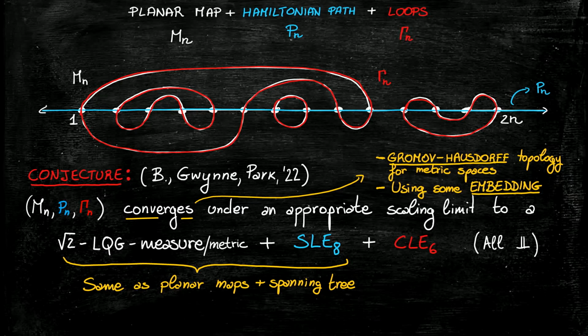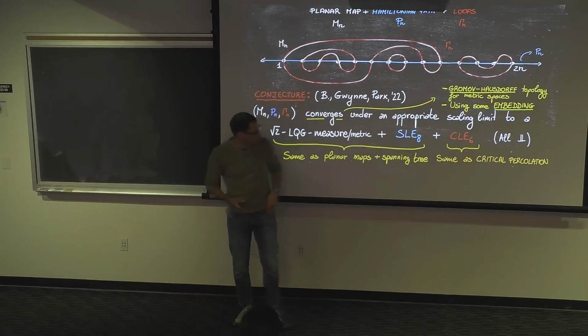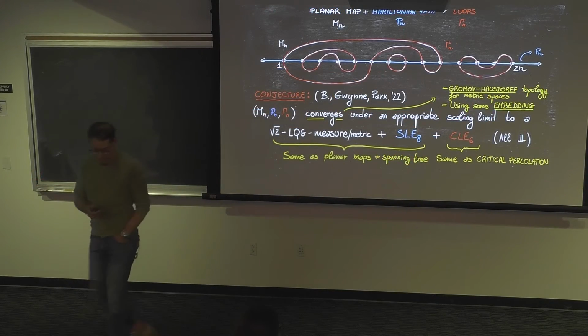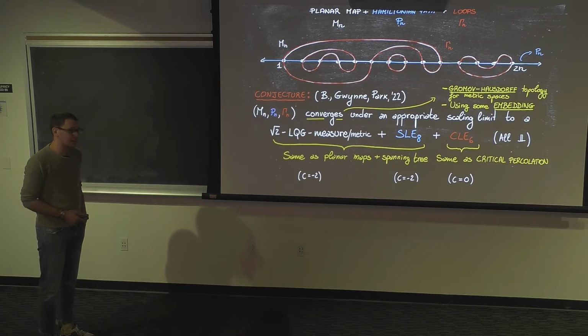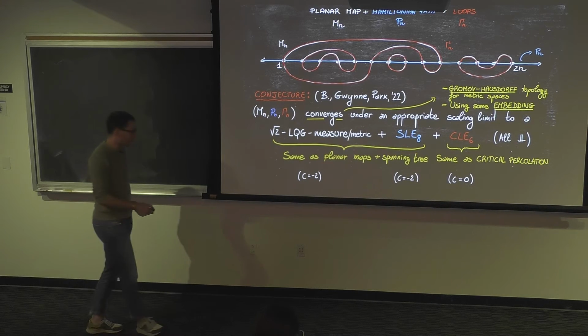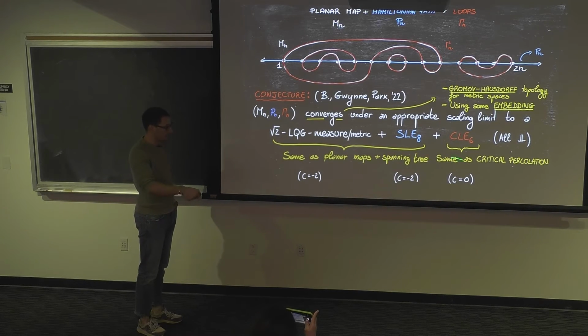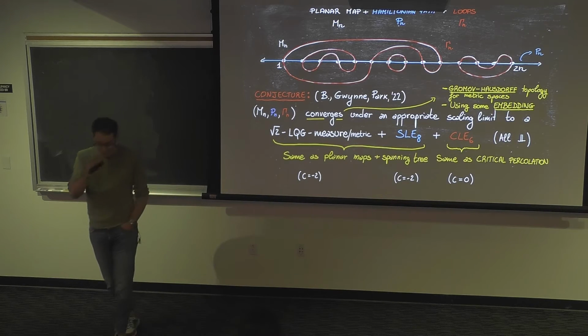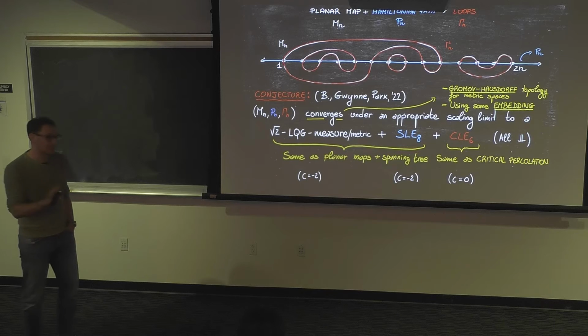For experts, this is the same pair that you get if you take a uniform planar map reweighted by a spanning tree. And the second one is exactly critical percolation. And here are the central charges. Just one remark, note that the sum of these is exactly this one, which is not a coincidence.